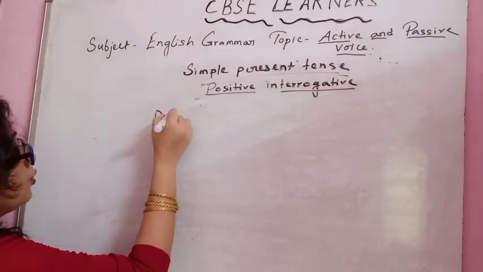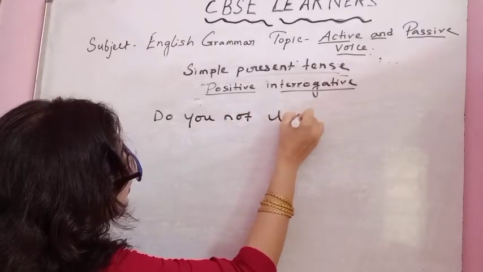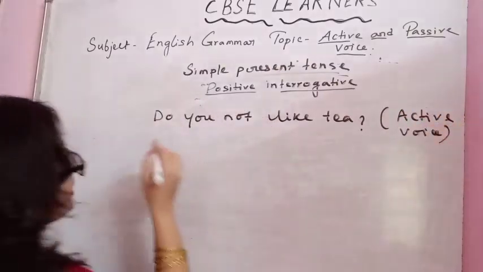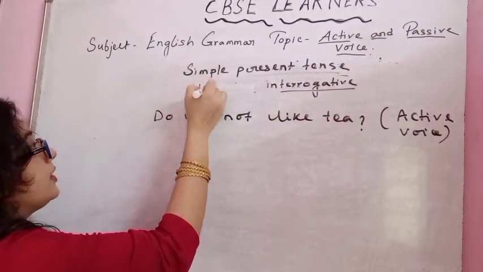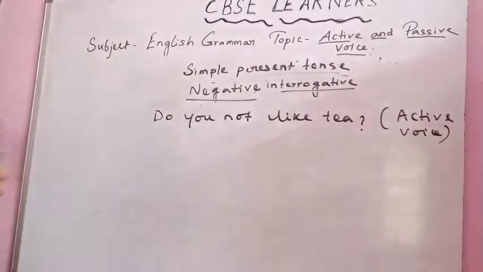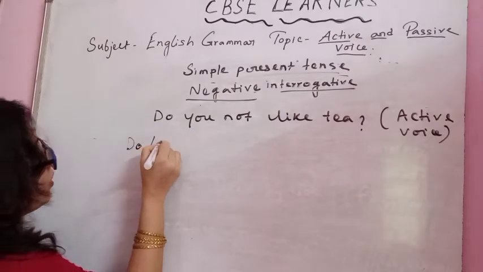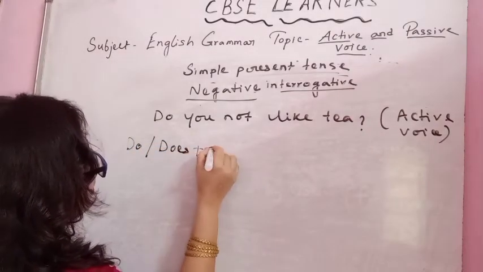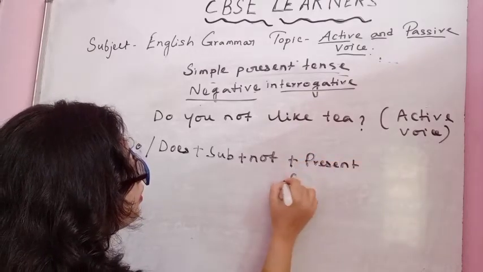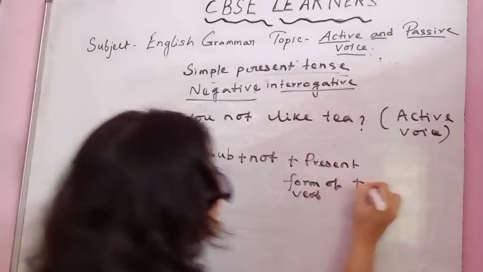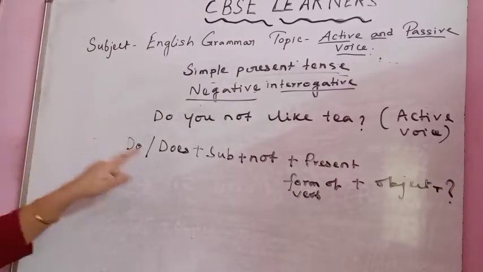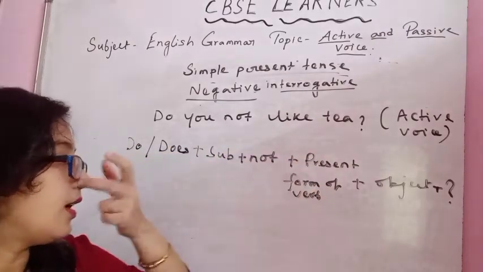Okay, so let me see. Do you not like tea. Okay, so this is in active voice. So in case of negative interrogative, we should erase this one also, isn't it? Negative interrogative. So, do you not like tea? Yes, I like tea. Okay, so we have to use first do or does, plus subject, plus not, plus present form of verb, plus object, then question mark. Okay, so let's check. Do, okay, subject is you, not like tea. Okay, so this is correct.